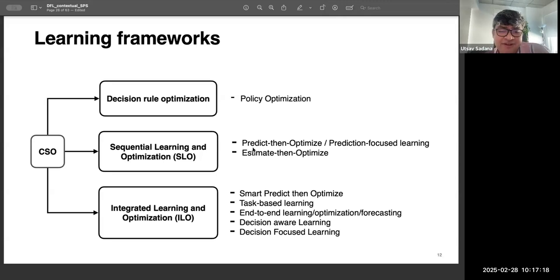These integrated learning and optimization models have a lot of names. For instance, we all know smart predict then optimize, which enriched our understanding of these integrated learning and optimization models. Then there are task-based learning models, end-to-end learning, optimization, and forecasting models, decision-aware learning, and decision-focused learning. They all mean the same thing, which is that you are learning your prediction models based on their decision quality.